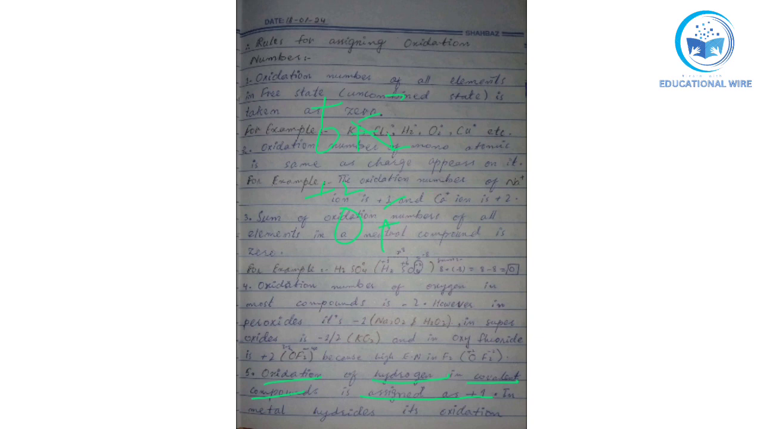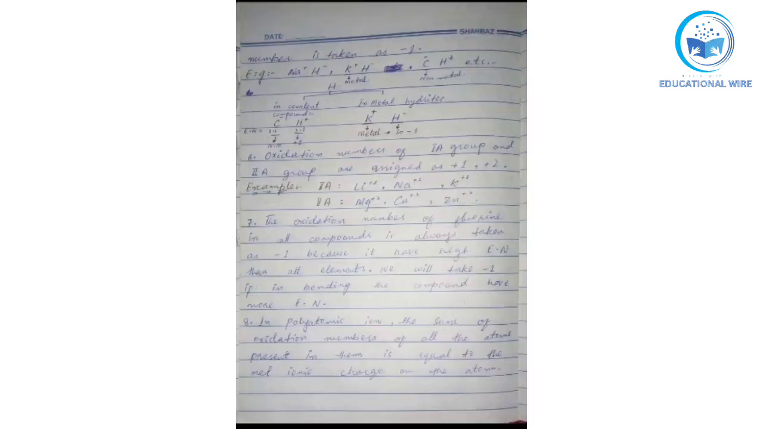Now after that it says that the oxidation number of hydrogen in covalent compounds is assigned as +1. In metal hydrides, its oxidation number is taken as -1. What it means is that when we are having hydrogen with a non-metal, hydrogen is positive and the non-metal negative. But when we are having hydrogen with a metal, hydrogen is negative and the metal positive.